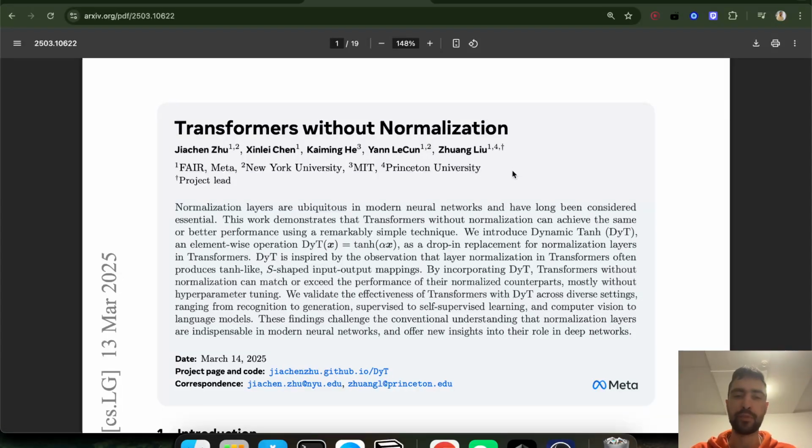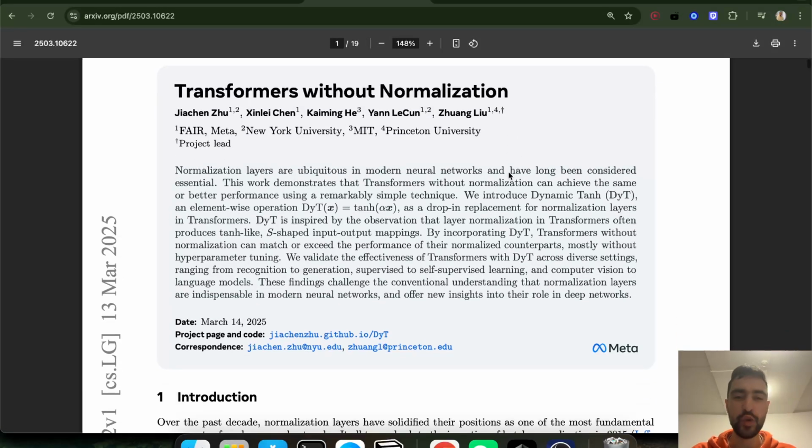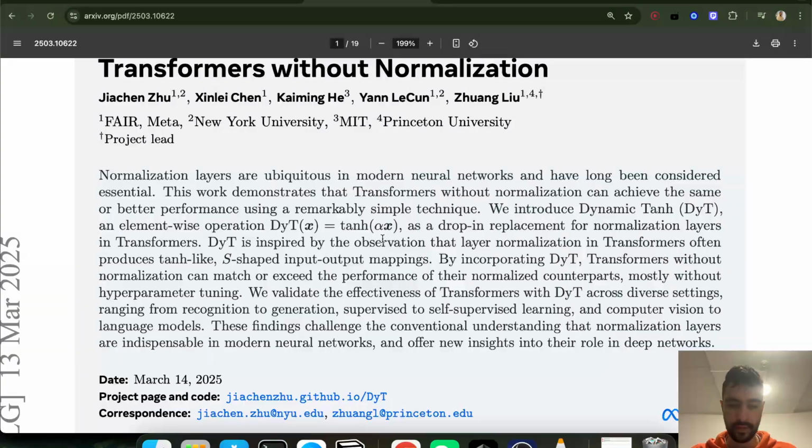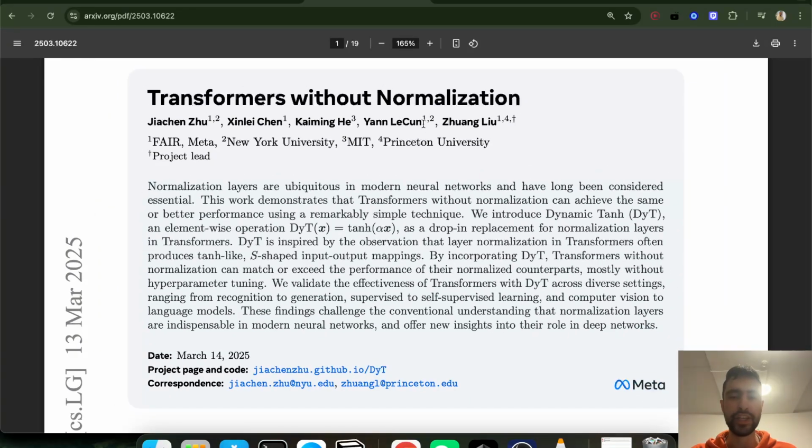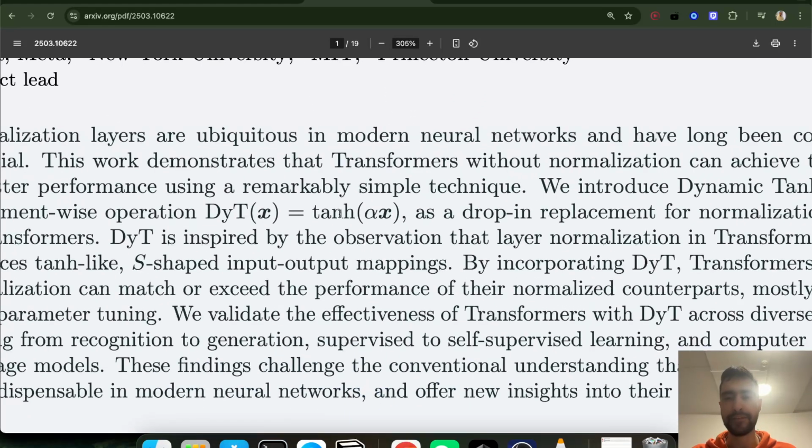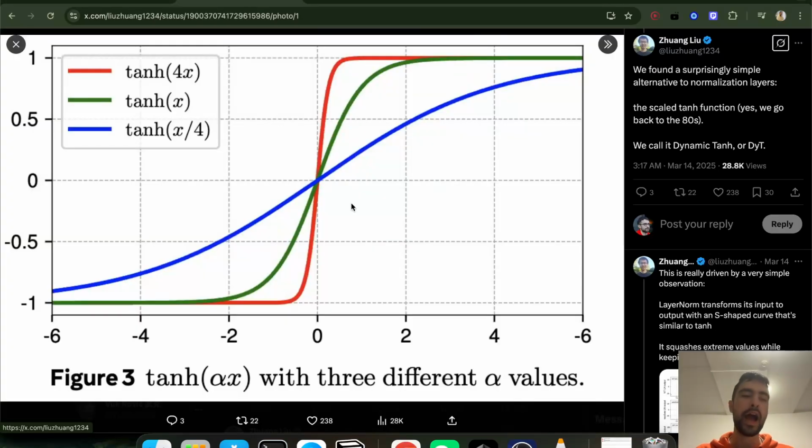Transformers without normalization. This is a crazy new paper released just a few days ago. They replace normalization with just a simple tanh function, which is crazy. A reminder for a tanh function: it has this S shape and it's bounded by 1 and -1, so it never reaches those points, and it goes through the 0, 0 point. And this parameter alpha controls the steepness of the curve.